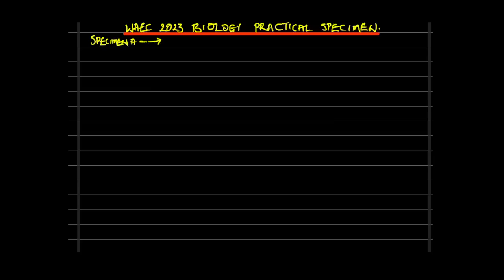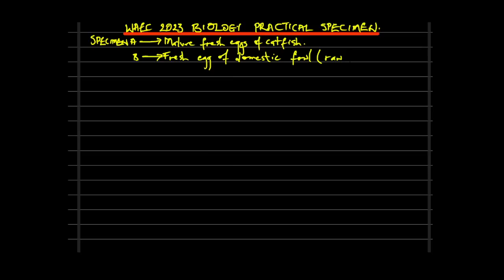Specimen A is the mature fresh eggs of catfish. That is our Specimen A. Our Specimen B is fresh egg of domestic fowl. He said it should be raw and with its shell intact.